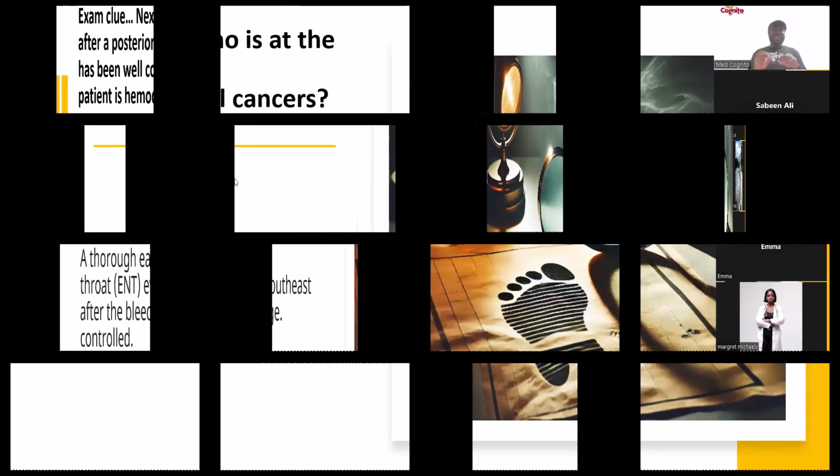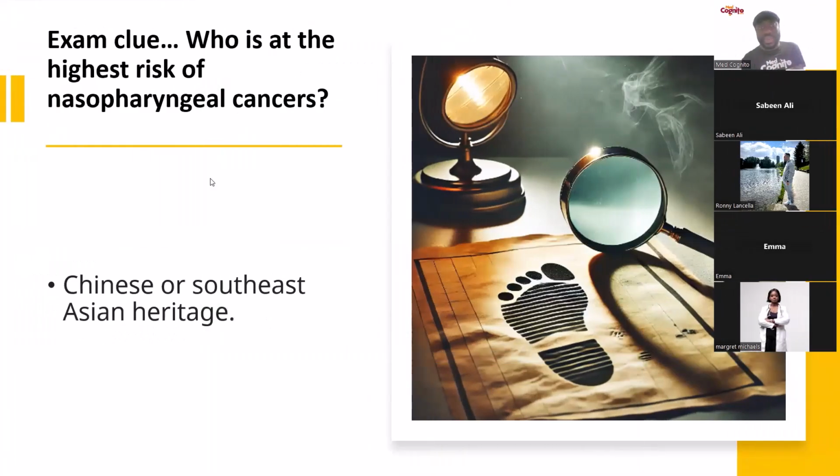The next clue. Remember, I asked this question and you guys even gave it to me. Who is at highest risk of nasopharyngeal cancers? The answer is Chinese or Southeast Asian heritage. Okay, who are Chinese or who have a Southeast Asian heritage?